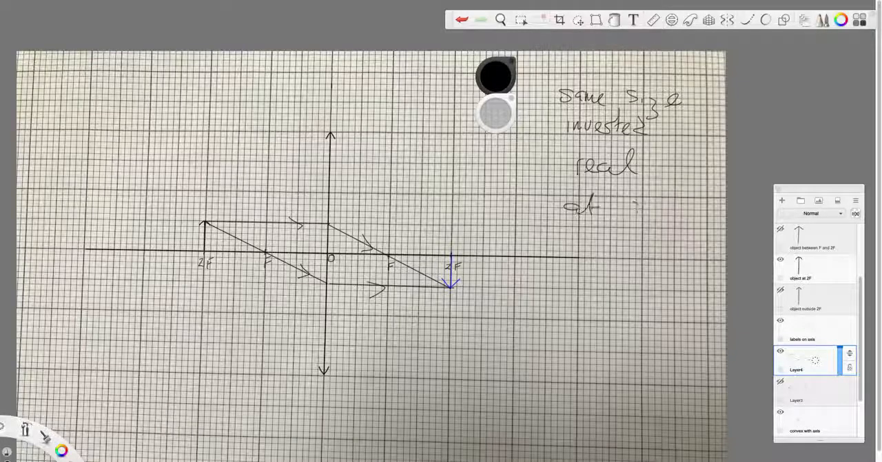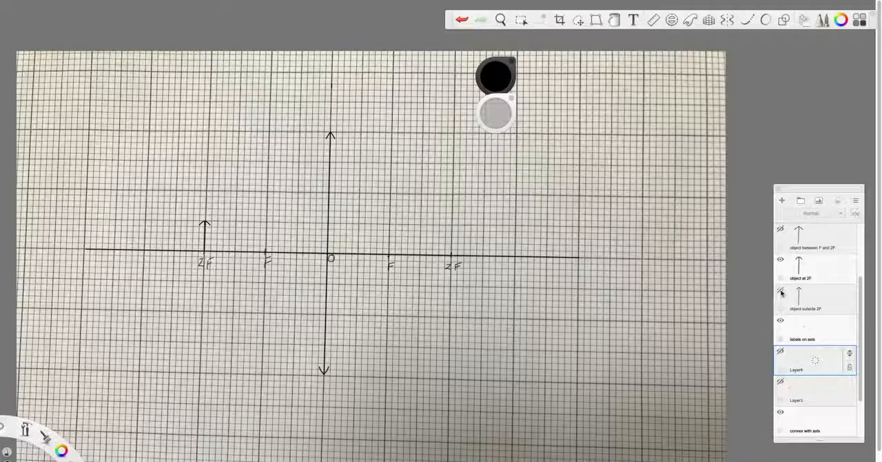It's at 2f. So we had that object out here, which was forming an image in here. Now we've moved our object in and the image has moved out. See the pattern? So they're both real so far. They're both inverted so far. It was smaller when the object was outside 2f. The image was smaller. Now it's the same size. What do you think is going to happen after that? Well, let's have a look.